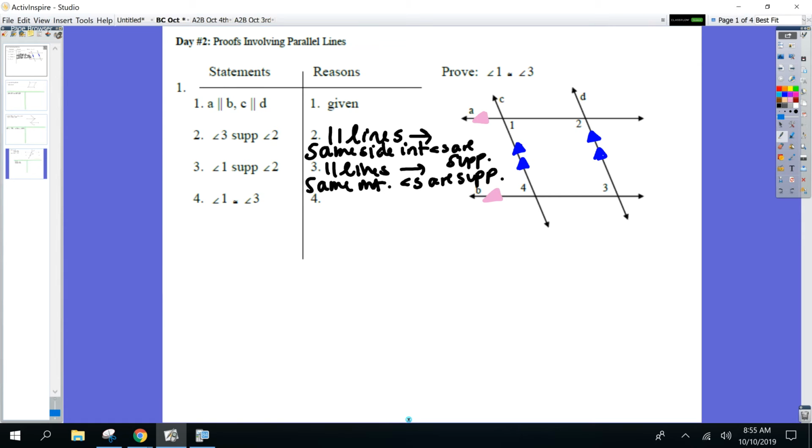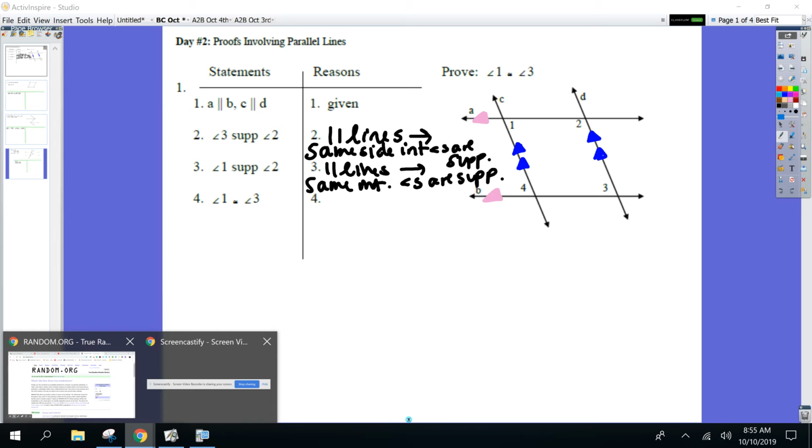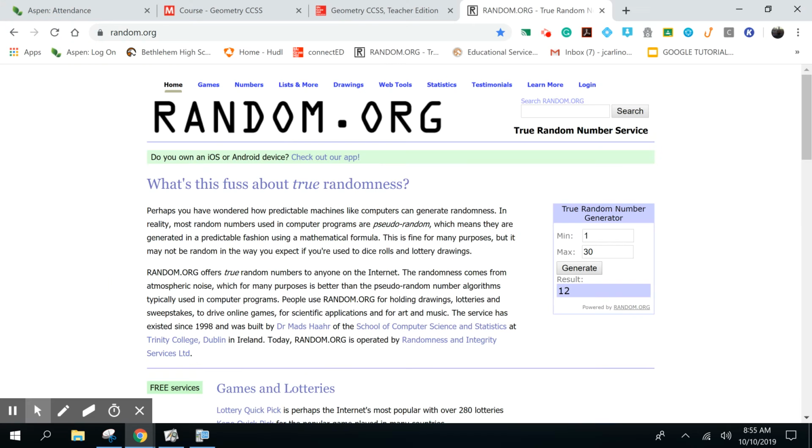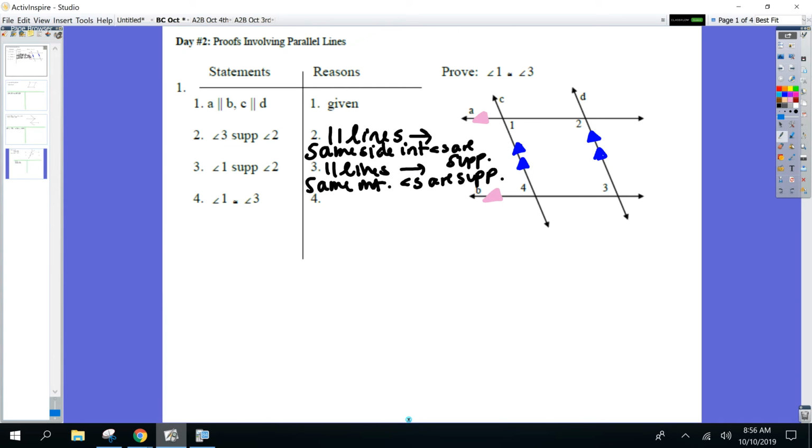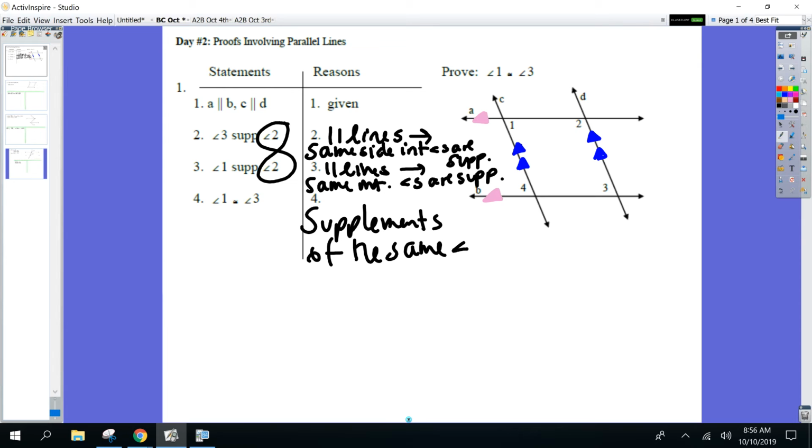Okay, what did you and your group decide? If 3 is supplementary to 2 and 1 is supplementary to 2, why are 1 and 3 congruent from last unit? Why are they congruent? Because both 3 and 1 are supplementary to the same angle, angle 2. So supplements of the same angle are congruent. Welcome to where we are now with the proofs. And you're probably thinking that's not bad. Yeah, it wasn't bad because I gave you the statements.